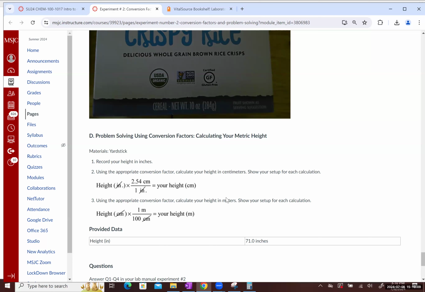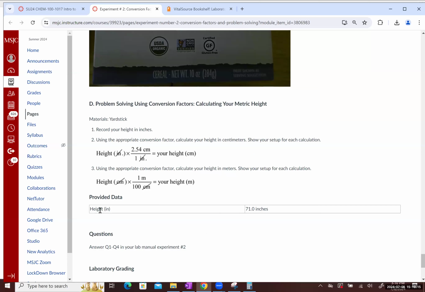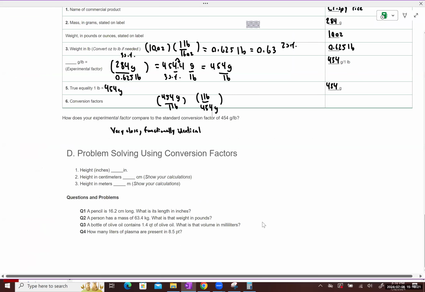So we're asked to record our height in inches, convert to centimeters, then convert to meters. And because we may not necessarily have a ruler or a measuring tape available, I provided some data, in this case, a height value of 71 inches. So let's use that. Okay, so we have 71 inches. To go from inches to centimeters, we use our conversion factor. So if we have 71 inches, we know that there are 2.54 centimeters per inch. Our value that we're converting to is on the top of the conversion factor. The value we're converting away from is on the bottom of our conversion factor.